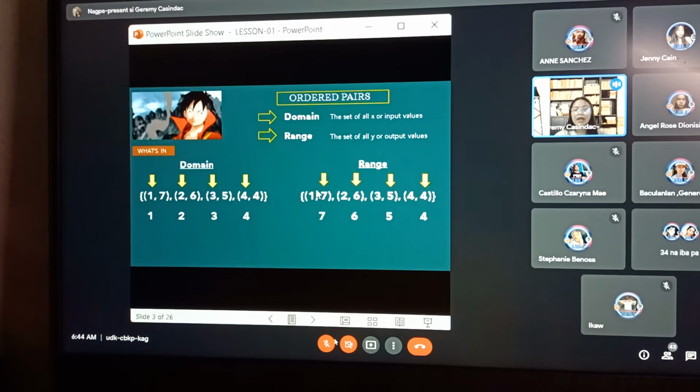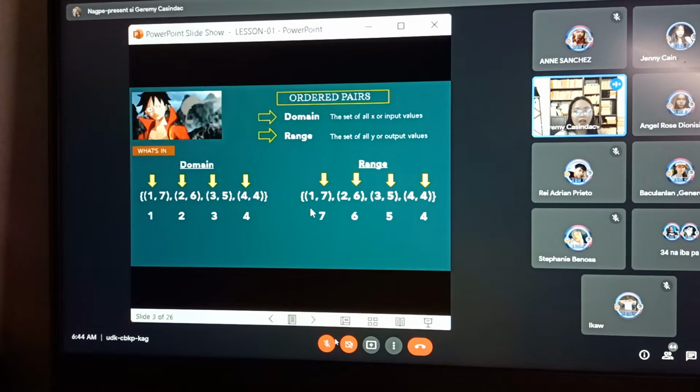Okay, so mahirap ba i-identify sa ordered pairs, ma-identify yung domain and range? Meron bang nahihirapan? May questions regarding the difference of domain and range? Always remember, kapag domain, definitely it's all about the x values or input values, and the range is the y values or the output values. Okay? Next.